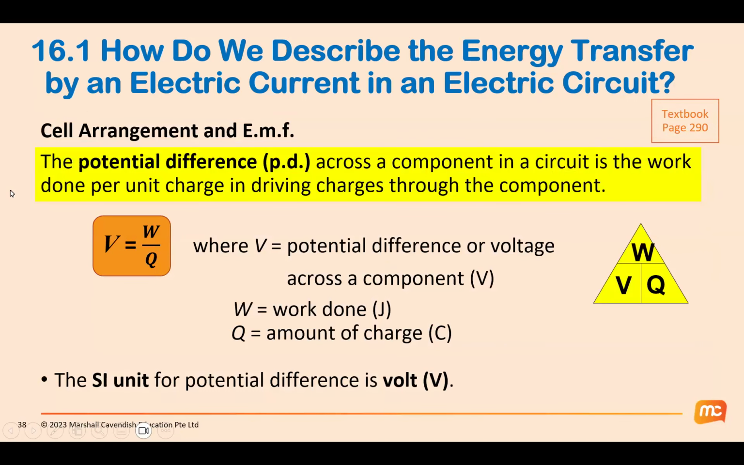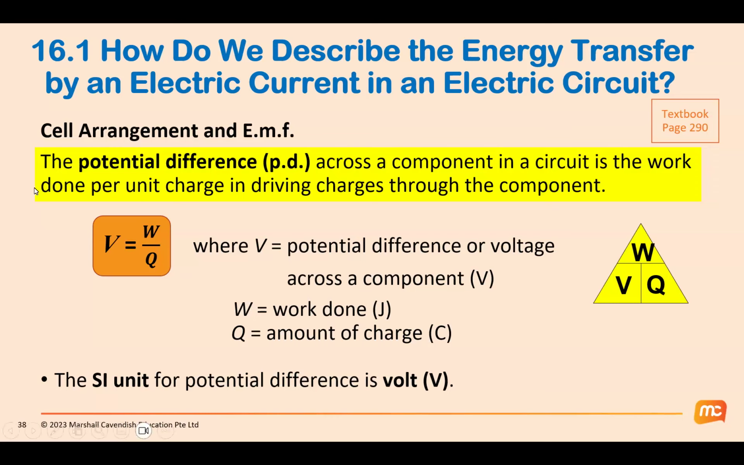Okay, next we move on to potential difference. There's a slight difference between EMF and potential difference. Potential difference is a term used across components in a circuit. It can be across a light bulb, a resistor, or anything in a circuit. Potential difference is defined as the work done to drive 1 coulomb of charge through that component. It's not through the whole circuit. It's just through those 2 points where you want to measure the potential difference.